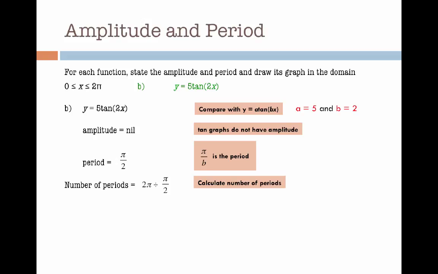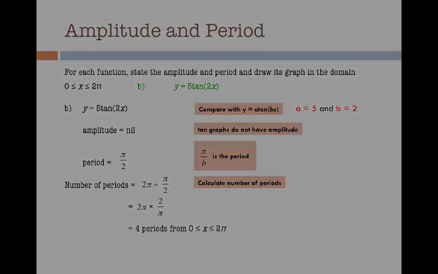Okay, when you divide by pi on 2, did you multiply by 2 on pi, the reciprocal? The pi's will cancel out, giving us 2 times 2, or 4 periods within the domain of 0 to 2 pi. Let's see how this changes our graph.